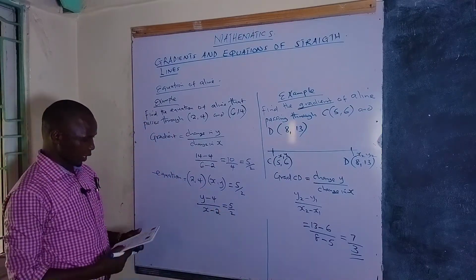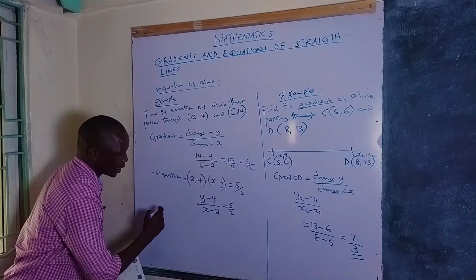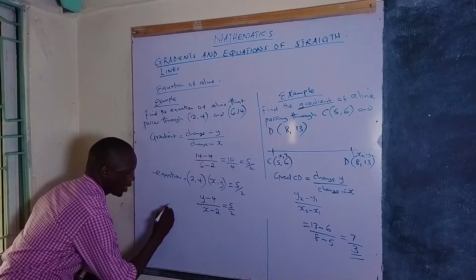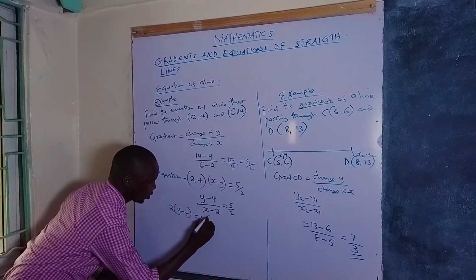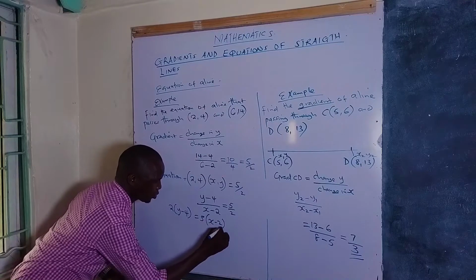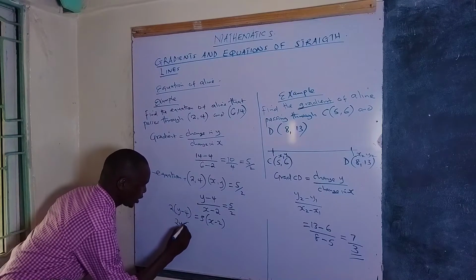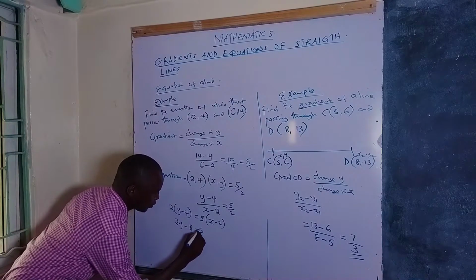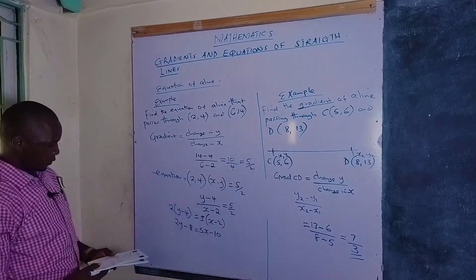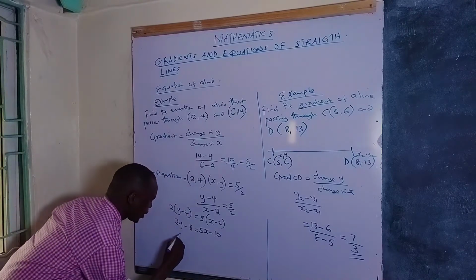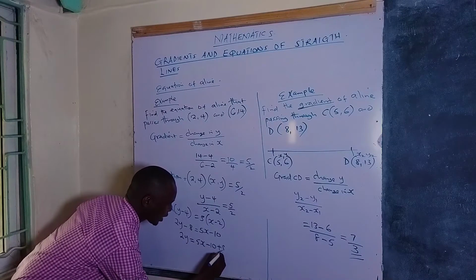From there we can cross multiply, but I always advise my learners to simply begin with the line that has y. So we take 2, we multiply by y minus 4, which will be equal to 5 times x minus 2. When you open the brackets, we have 2 times y, this one is 2y minus 8, which will be equal to 5 times x is 5x, then 5 times minus 2, this will give you minus 10. The first thing we do, we move this 8 to the other side so that we have 2y is equal to 5x minus 10 plus 8.